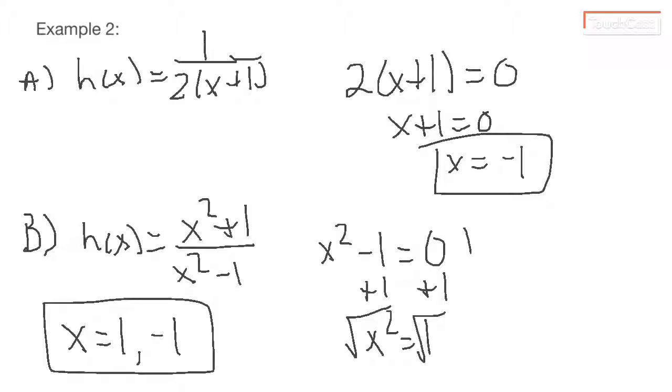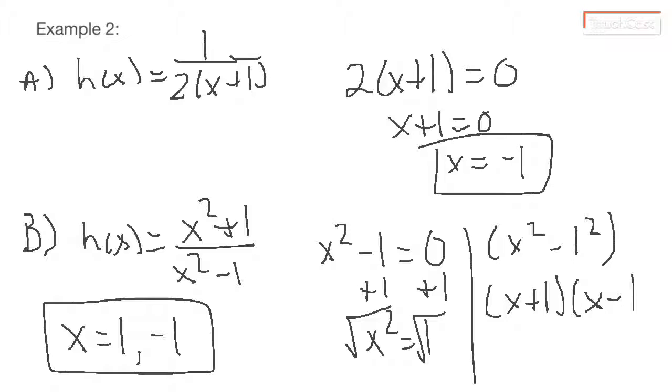Another possible method we could have used is we could have factored x squared minus 1. This is a difference of two squares because we can rewrite this as x squared minus 1 squared. And that's going to factor to x plus 1 times x minus 1. If we were to set each of those factors equal to 0, we would again find that x is equal to negative 1 and positive 1.